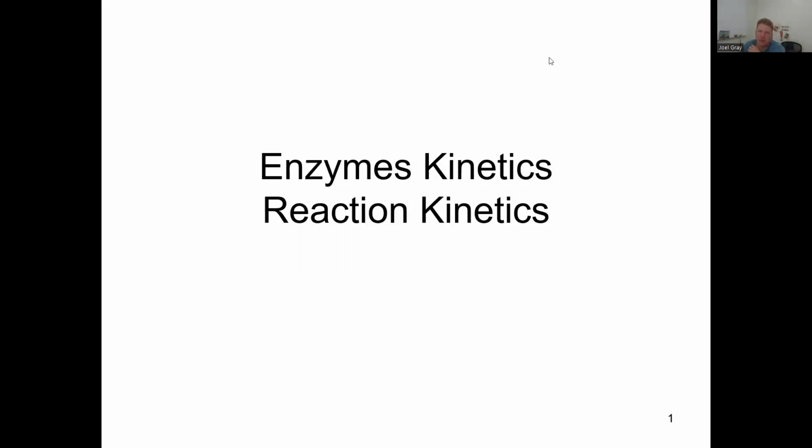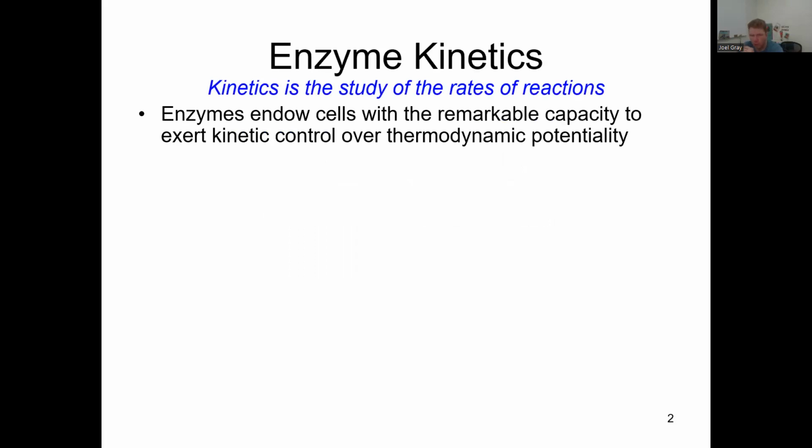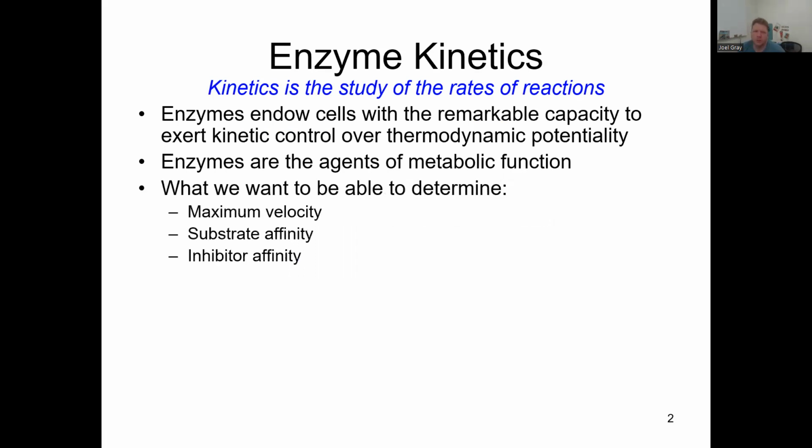So enzyme kinetics is the study of the rates of reactions, and enzymes endow cells with a remarkable capacity to exert kinetic control over thermodynamic potentiality. Enzymes are the agents of metabolic function, and ultimately what we want to be able to determine is how quickly an enzyme can catalyze a reaction, what affinity an enzyme has for a given substrate, and then, when we talk later on about inhibition, what is the affinity that an enzyme has for that inhibitor?